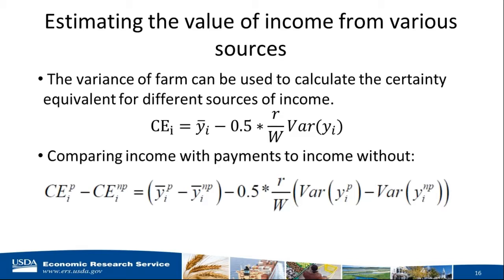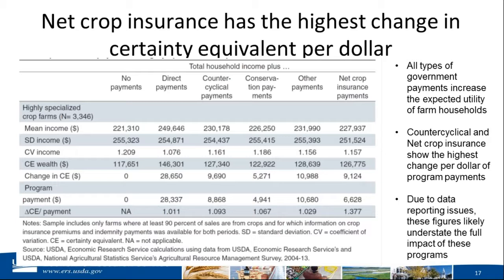And the way that we did this was through something called the certainty equivalent. Certainty equivalent basically says what's the amount of sure money that a household would be willing to receive that would be equal to the risky income stream from something like farm income. So the formula for the certainty equivalent is in the top line. And the way that we look at how effective the programs are in terms of mitigating income volatility is to look at the certainty equivalent without the program payments and subtract it from the certainty equivalent with the program payments. This gives us a sense of how effective these programs are.